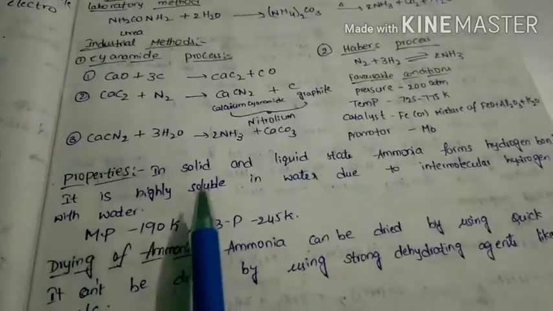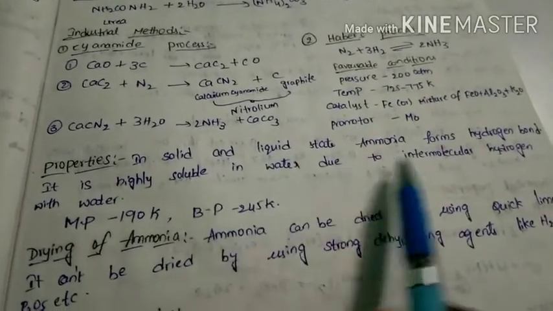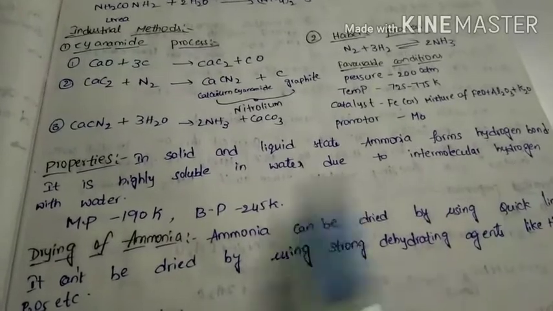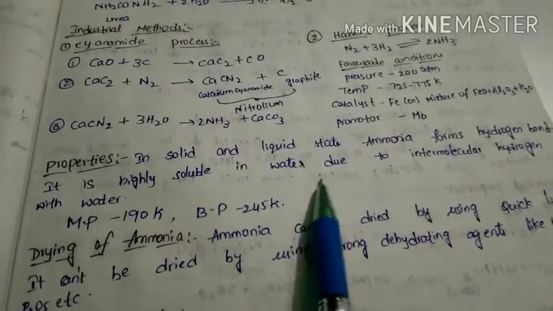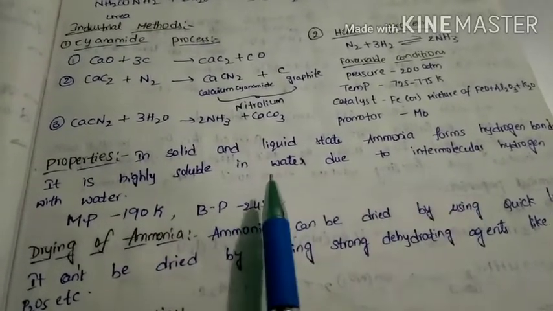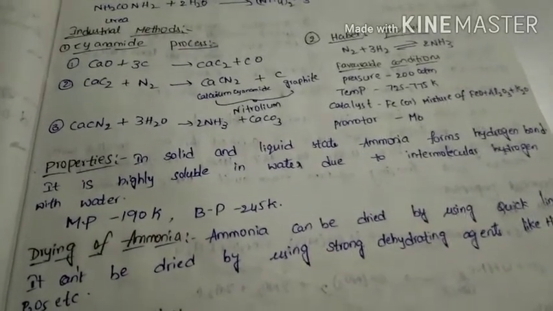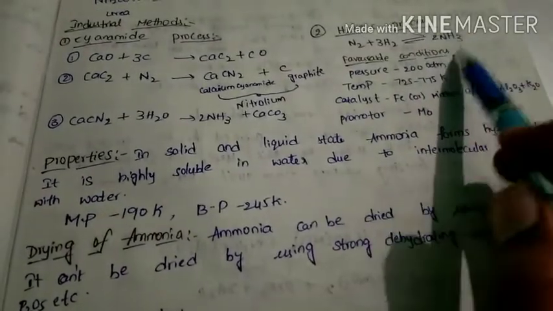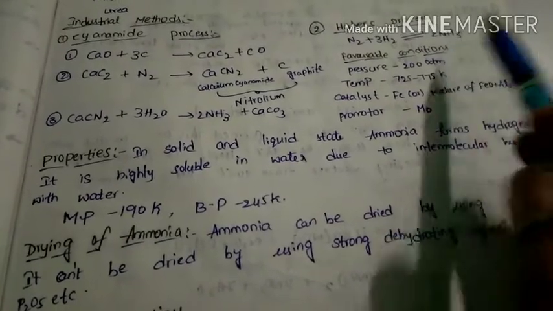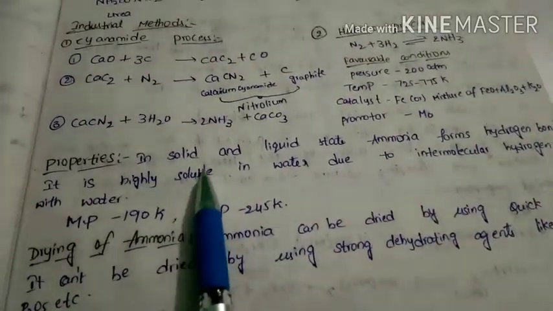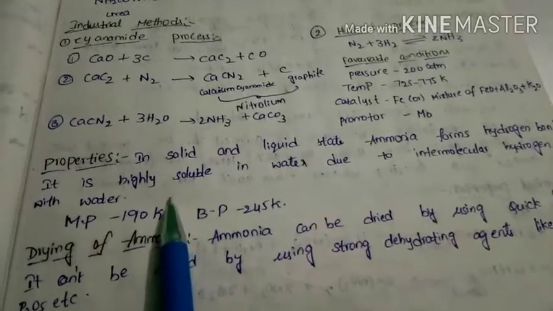Next, properties. In solid and liquid state, ammonia forms hydrogen bond. It is highly soluble in water due to intermolecular hydrogen bond with water. So NH3, here nitrogen is bonded with hydrogen so that it can form hydrogen bond. So what is the point here? In solid state and liquid state it can form hydrogen bond.